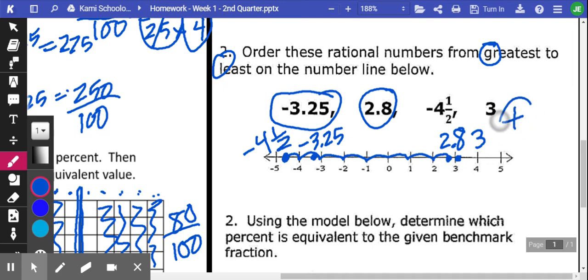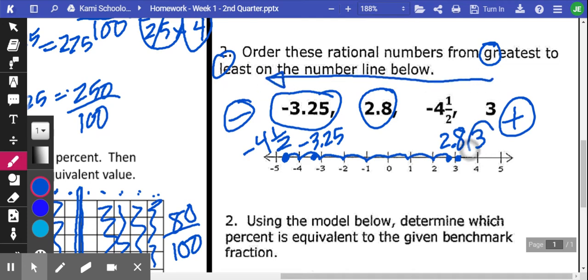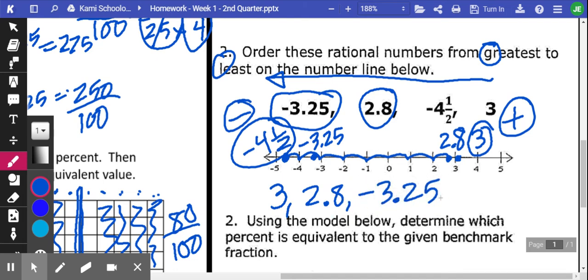So the greatest is going to be on the positive side. The least is going to be on the negative side. So we're going to start over here, going from 3 to negative 4.5. So we got 3, 2.8, we're counting down, negative 3.25, and then negative 4 and 1/2. Now, the negative numbers are going to be in the opposite order because they're negative. They're not counting up from 0, they're counting down to get to 0. Greatest and least.